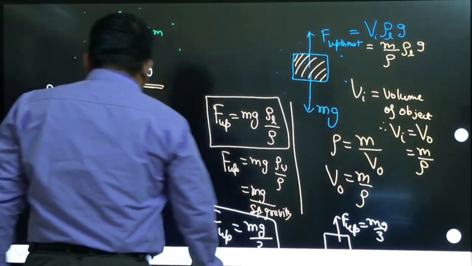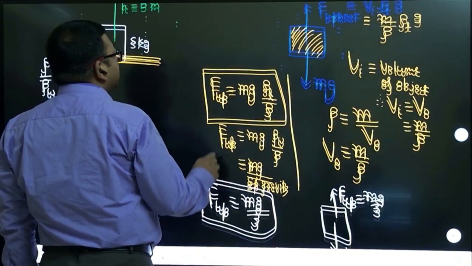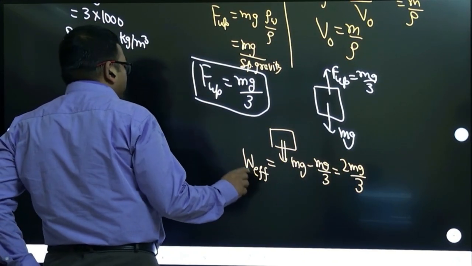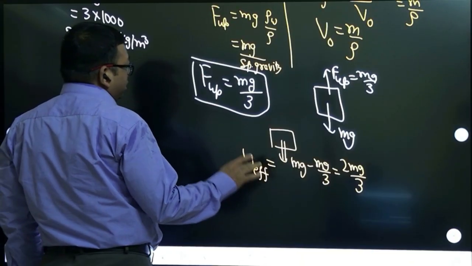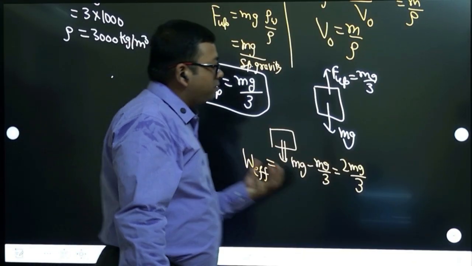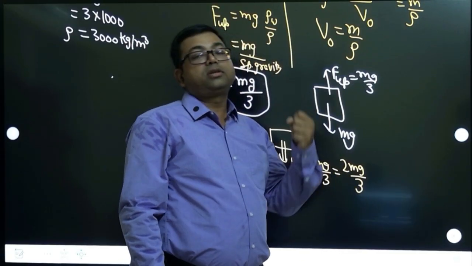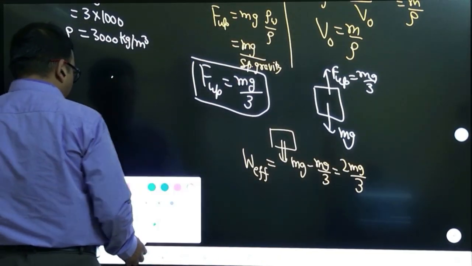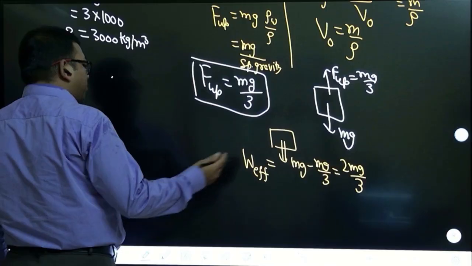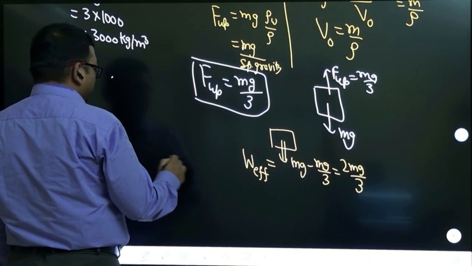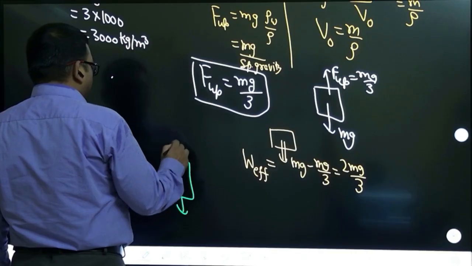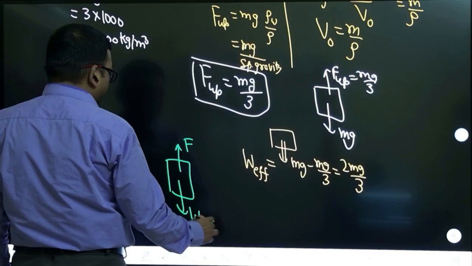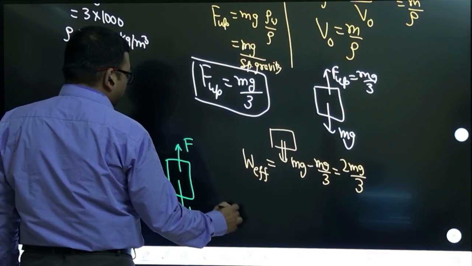Okay, so this concept is coming from Archimedes' principle, or force of buoyancy. This effective weight formula gives 2mg/3. That means this is the weight of the body inside water, 2mg/3. Now, to lift it up, you have to apply a force equal to the effective weight of this body. Effective weight here is 2mg/3.